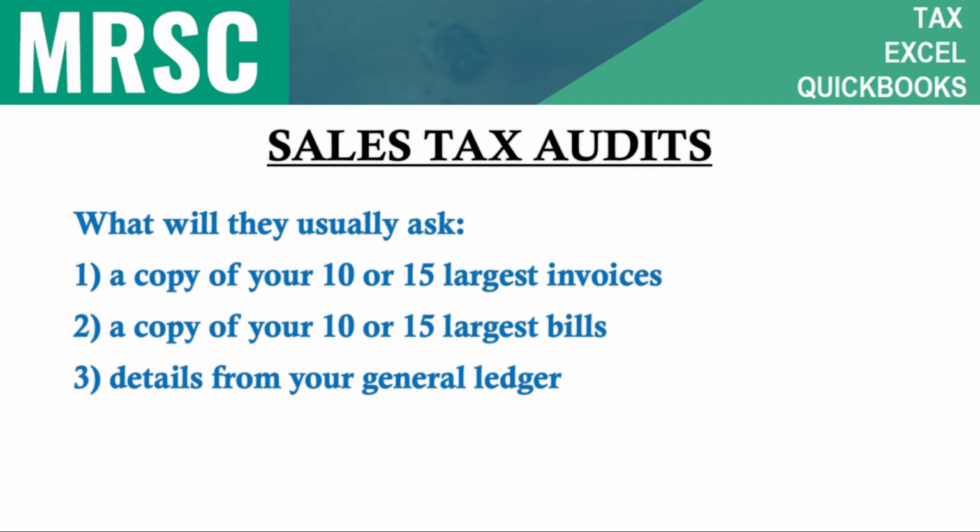One is a copy of your 10 or 15 largest invoices. They're gonna want an actual copy. Scan it and send it to them. Also, they're gonna want the 10 or 15 largest bills that were invoiced to you by your vendors. They'll want a copy of that also. And they'll also want details from your general ledger.